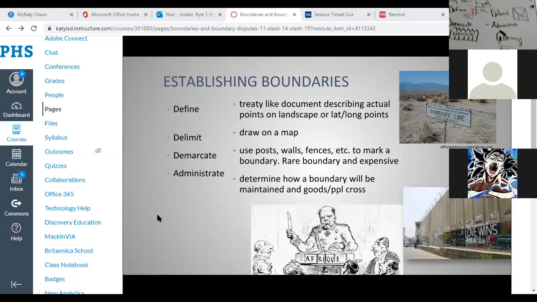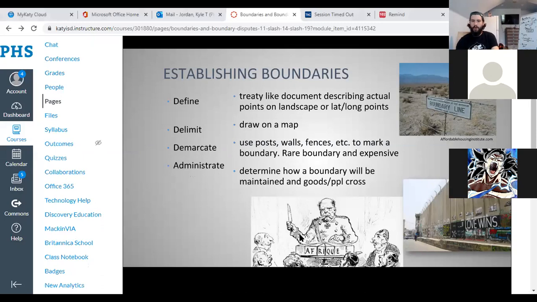And guys, if you see that political cartoon right there dealing with Africa, these are the European powers that are cutting it up. So what are they figuring out? Are they defining it, delimiting it, demarcating it, or administrating it when they're taking the idea of Africa, that cake of Africa, and splitting it up for each person? What are they trying to do here?